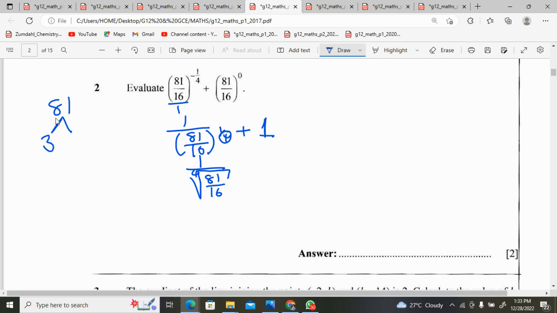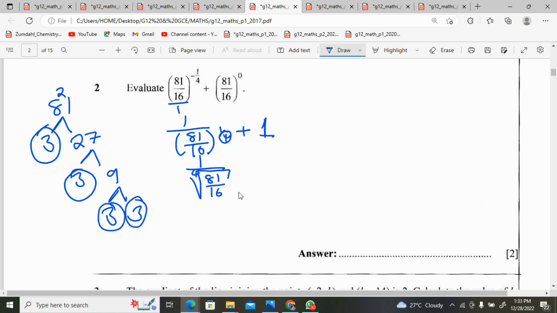But 3 can go. 3 into 8, it can go there 2 times, remainder 2. And then 3 into 21, that's 7 times. Okay. 3 into 27, that's a 9. 3 into 9, that's a 3. So we are saying that if we multiply 3 4 times, we are going to get 81. So this is going to be 1 over the fourth root of 81, which is a 3.